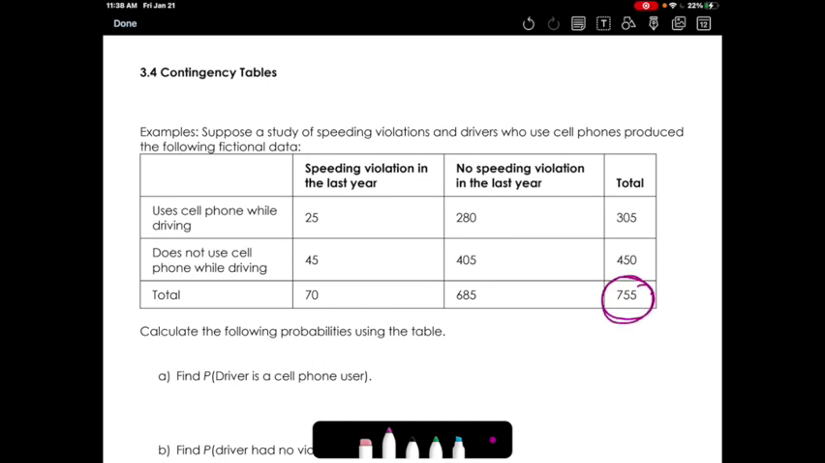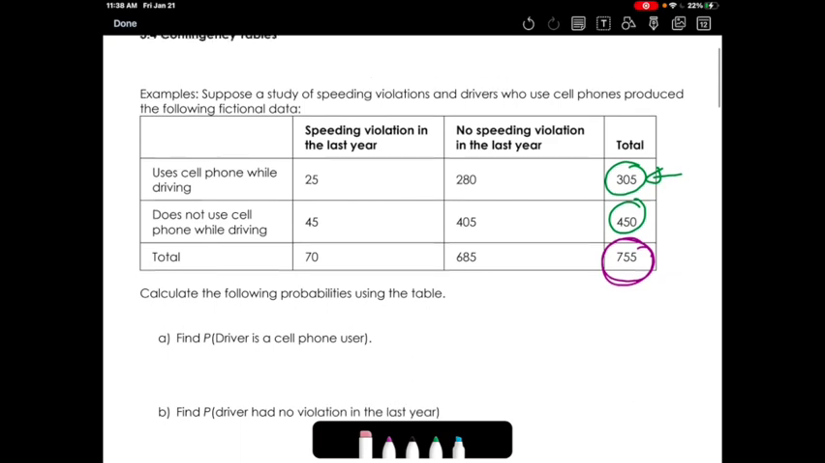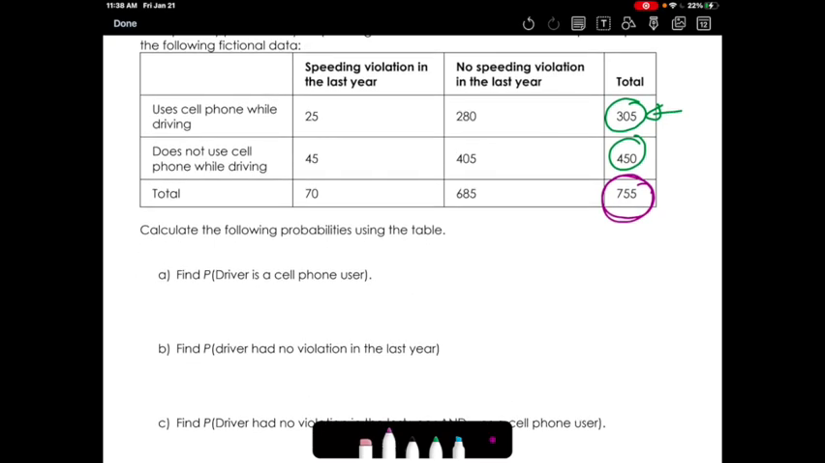And you can see in the entire group that was surveyed, there was a total of 755. These totals here are based on the subgroup. So this 305 is the total of people that used their cell phones while driving. This 450 subgroup was people that did not use their cell phone, etc. So we have these subgroups that we can use when calculating our conditional probabilities.